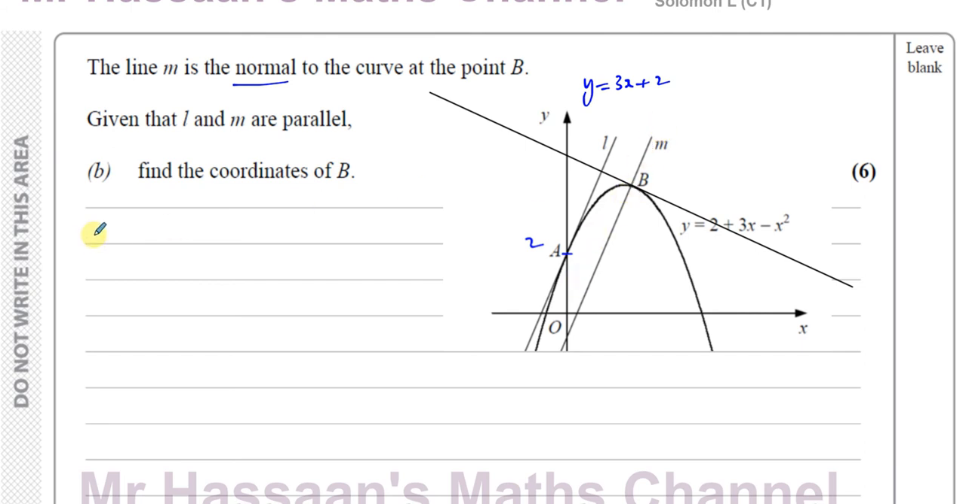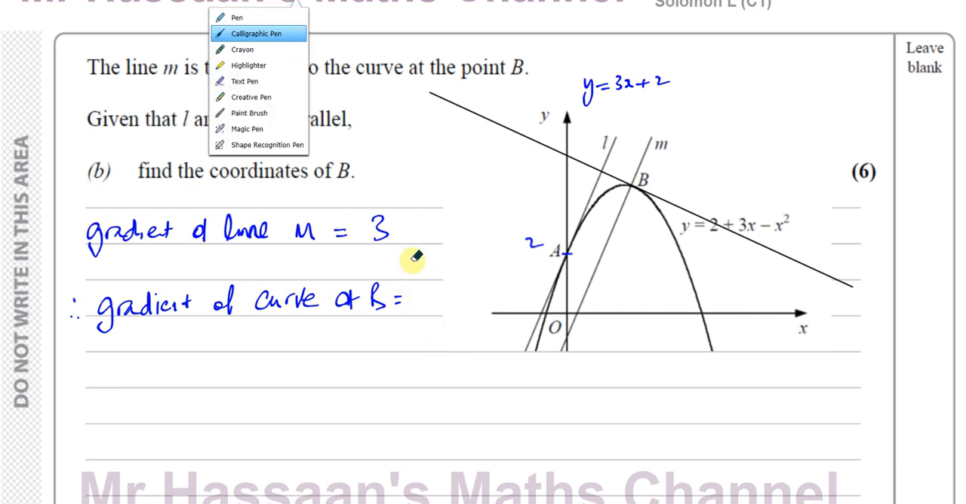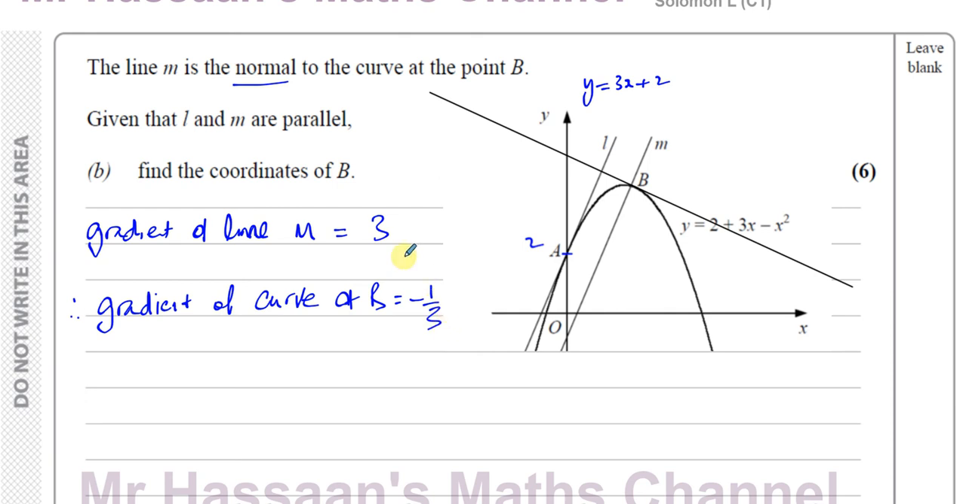normal. Okay, so we can say that the gradient of the line M is equal to 3, because it's parallel to the line L. They have the same gradient. Therefore, we can say the gradient of the curve at B is going to be negative 1/3, because that's where you have the negative reciprocal. So the gradient of the tangent and the normal are negative reciprocals of each other. So the gradient of the curve at B is negative 1/3.